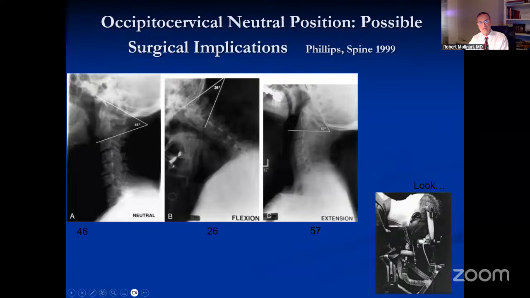I love this Frank Phillips article that talks about occipital cervical neutral with this 46-degree angle from C3 up to the foramen magnum. And again, another way to just make sure you have good occipital alignment is to just look at the patient before you do your surgery.